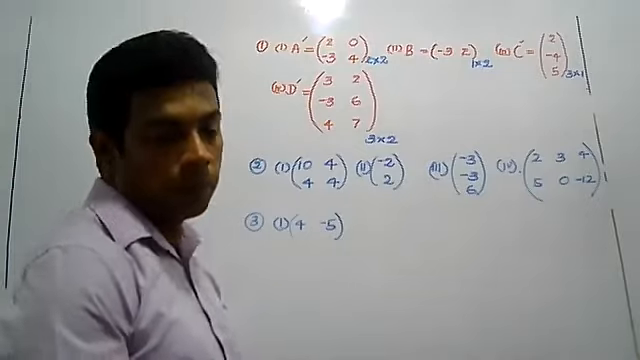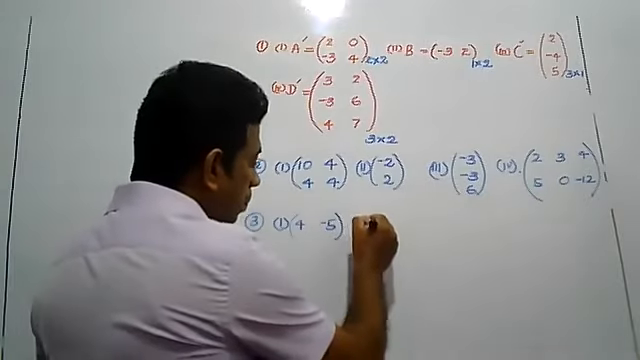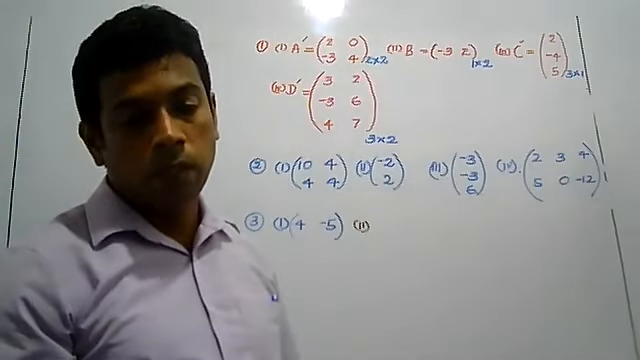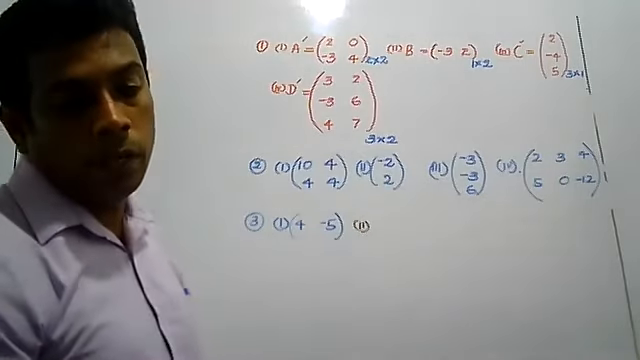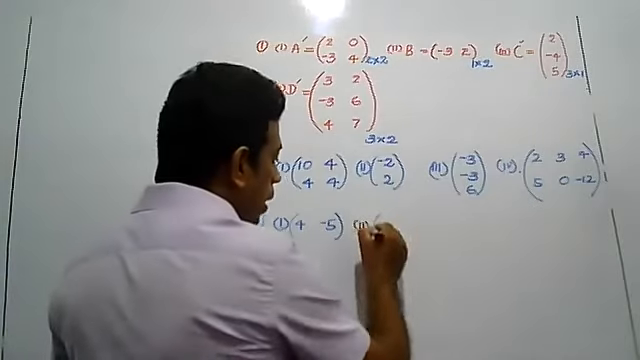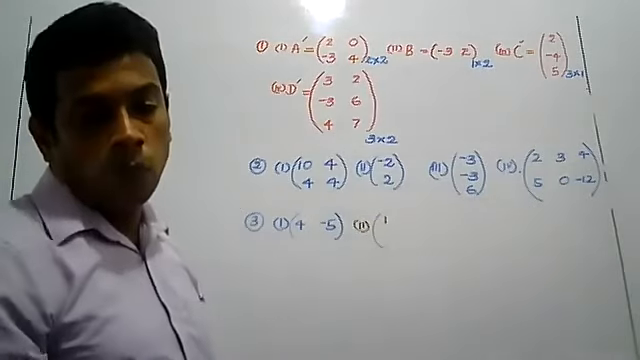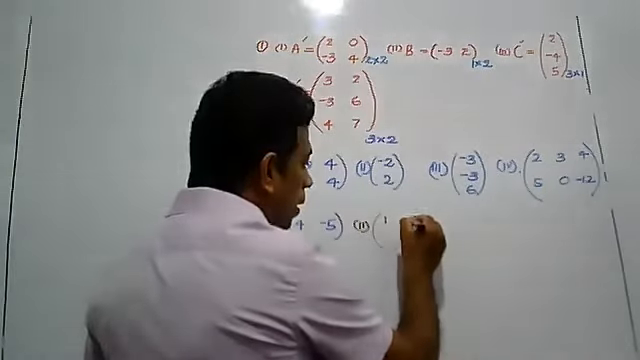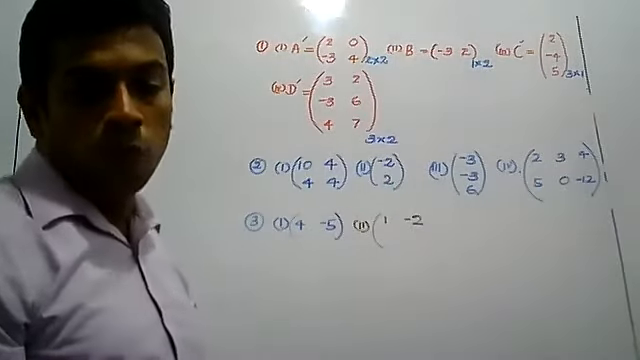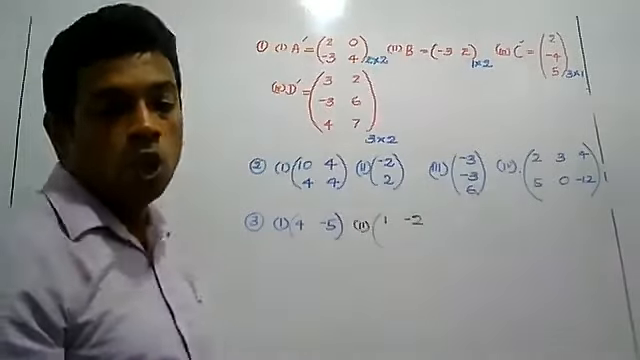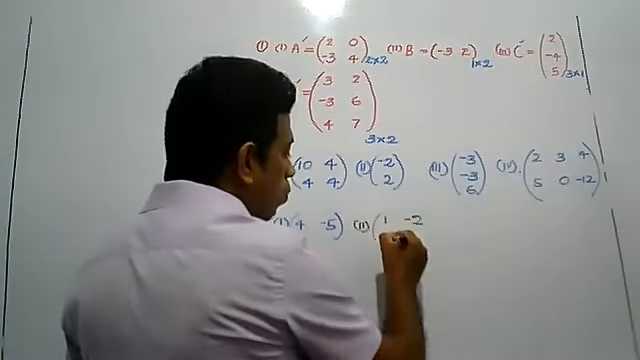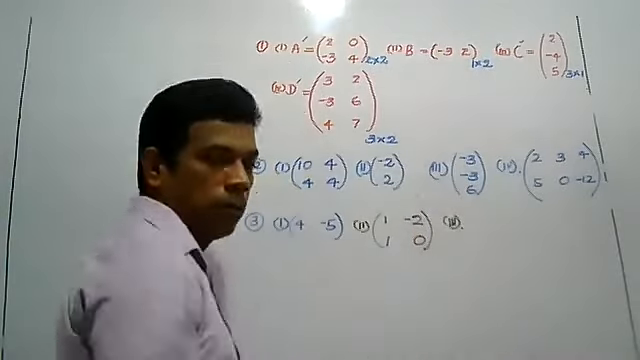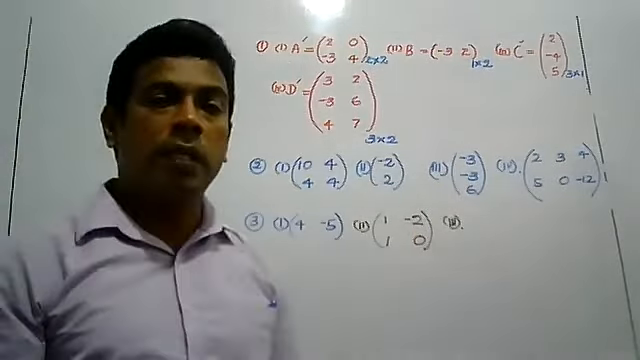Second part. Corresponding elements should be subtracted. 4 minus 3 is 1. 2 minus 4 is minus 2. 1 minus 0 is 1. 1 minus 1 is 0. At once write the answer.